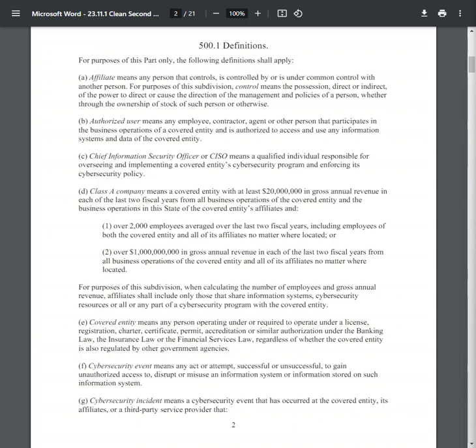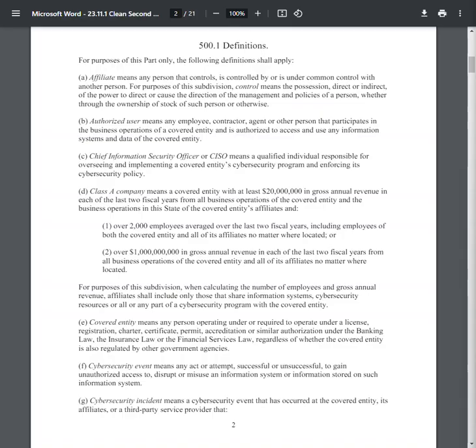Now, the first term here is affiliate. It means any person that controls, is controlled by, or is under common control with another person. So we are not going to worry about this too much because it is going to be out of scope of this program. Next term is authorized users.